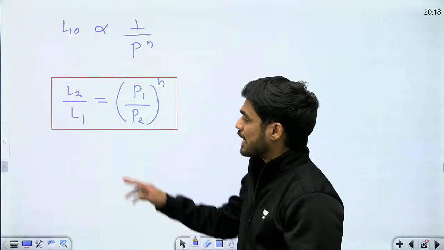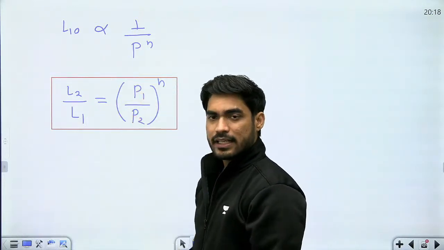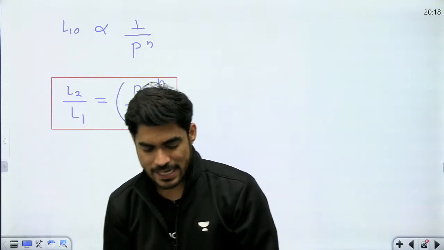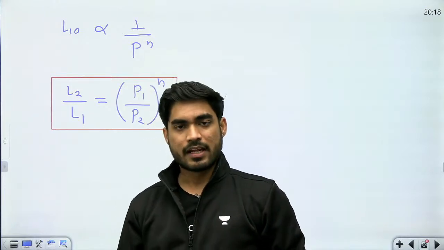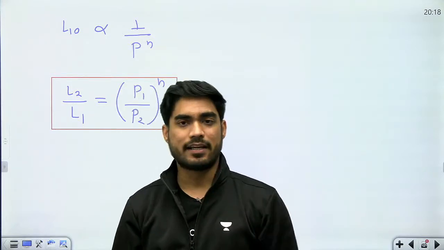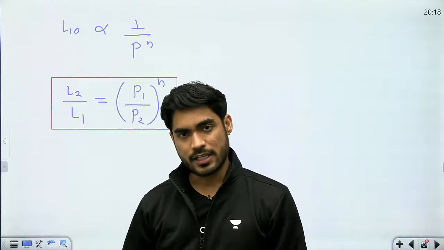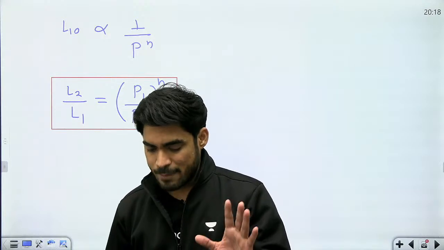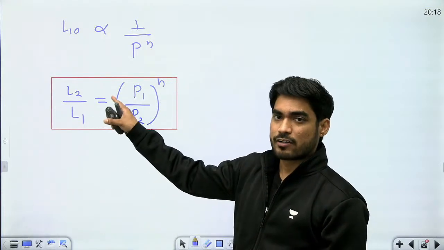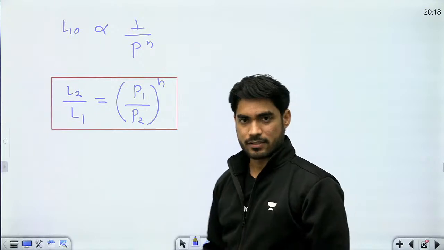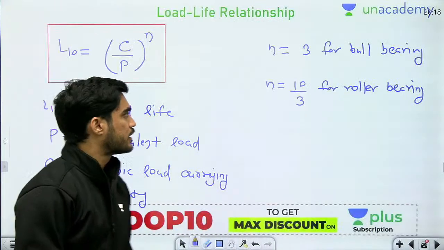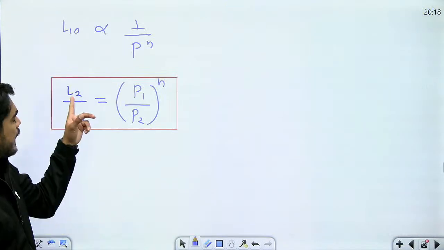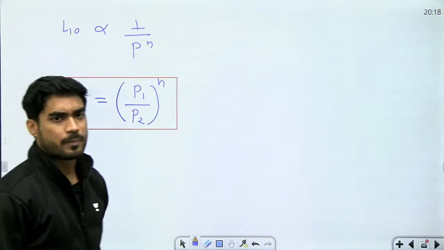Means if you have one life at any one load, then you can calculate the second life at the second load. Let's say I give you the life at 10 kilonewton and I ask you what will be the life at 20 kilonewton, then you can use this equation. If I give you the life at 10 kilonewton and ask at 20 kilonewton, then you can tell what that life will be, using this equation. Okay, so do you understand this? L10 equals C by P whole to the power n, and L2 by L1 equals P1 by P2 whole to the power n.